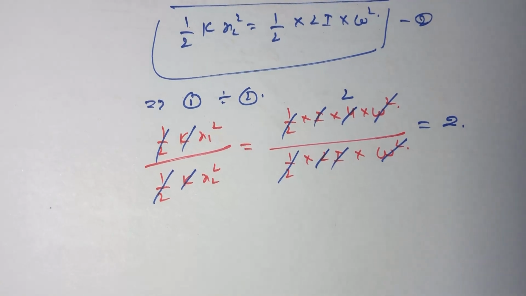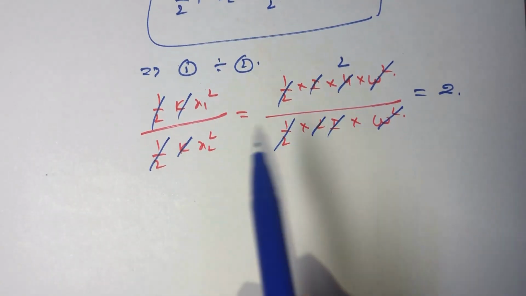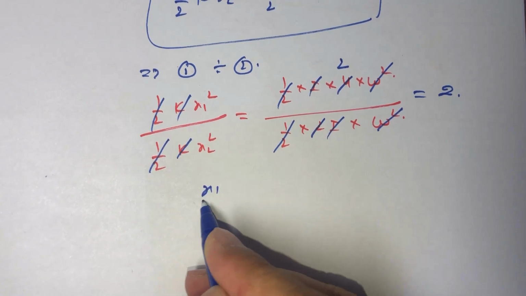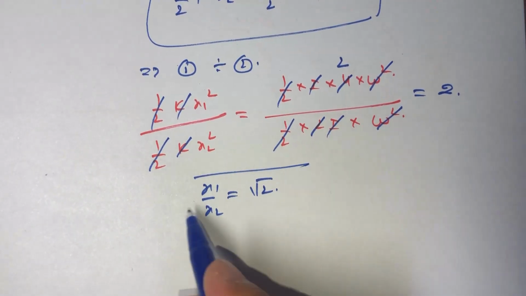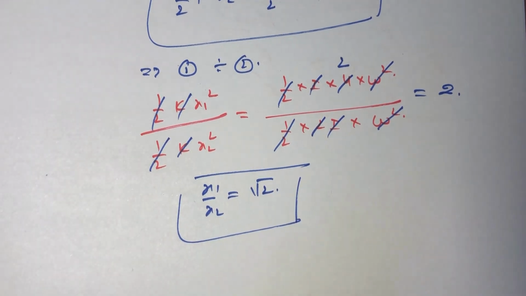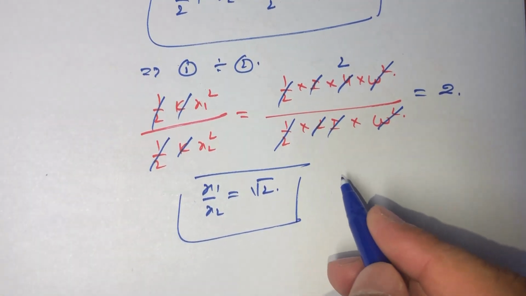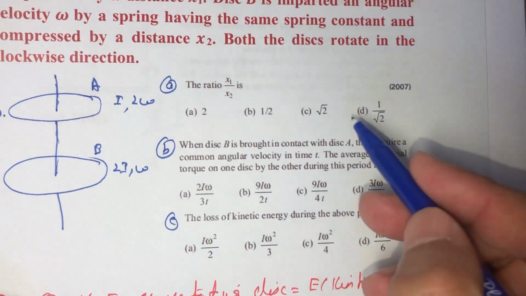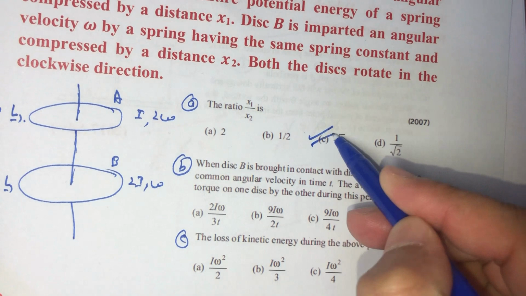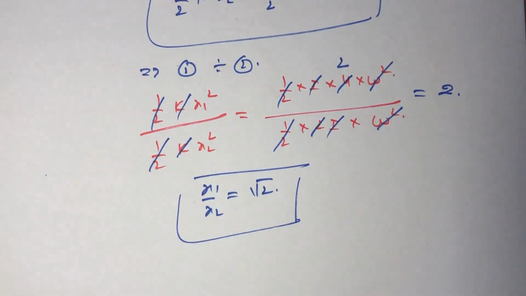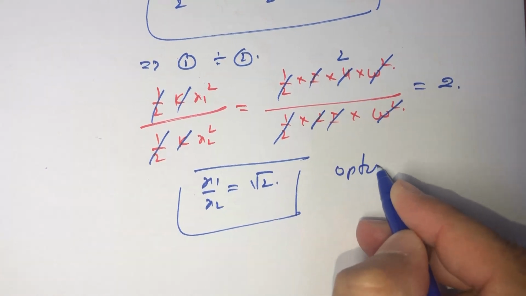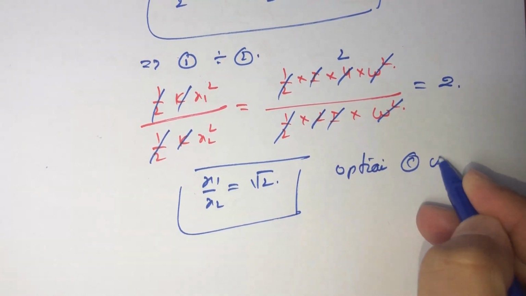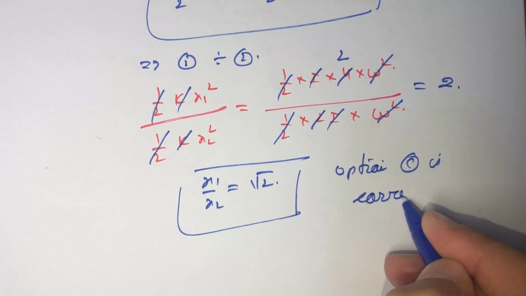So therefore we can say that the ratio of x1 upon x2 is equal to square root of 2. And if we check the options available to us, we can say that option C is the correct one.